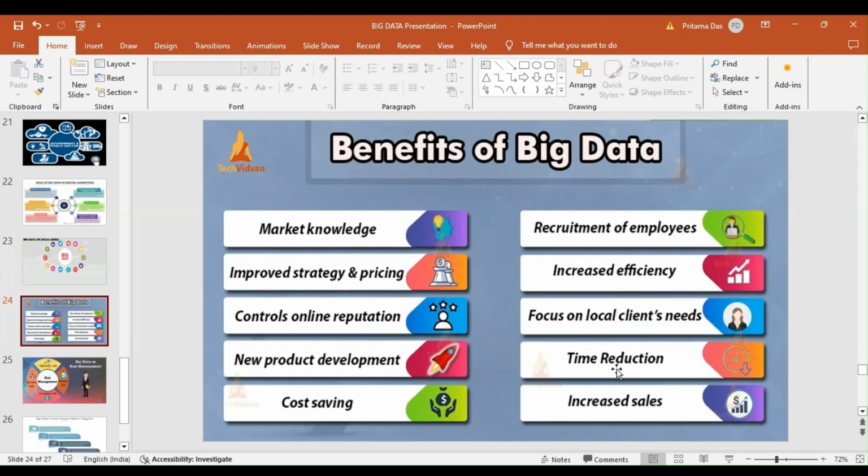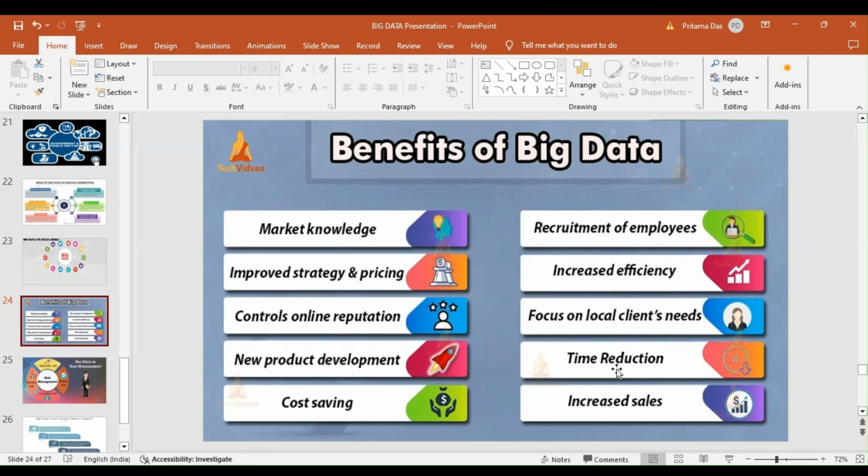Predictive analysis: big data empowers data scientists to build predictive models that can forecast future trends, customer behavior, and outcomes. This helps organizations anticipate demand, reduce risk, and make proactive decisions. Customer feedback and sentiment analysis. This is one of the benefits of big data. Big data can be used to analyze customer feedback from various sources such as social media and surveys. This helps businesses gauge customer sentiment and make adjustments accordingly.